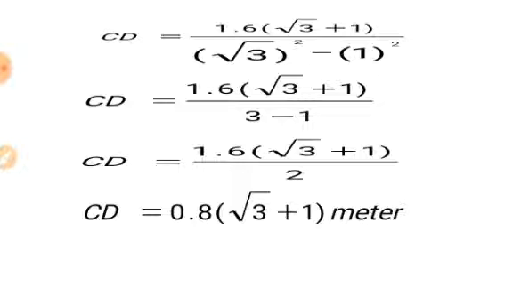We had to calculate the length of the pedestal. The length of the pedestal was CD, and we were given the height of the statue in meters. Therefore, our answer will be in meters. Now the required answer is CD is equal to 0.8 into root 3 plus 1 meter.